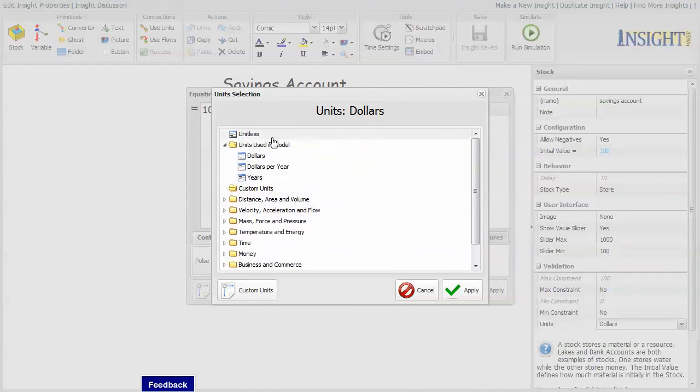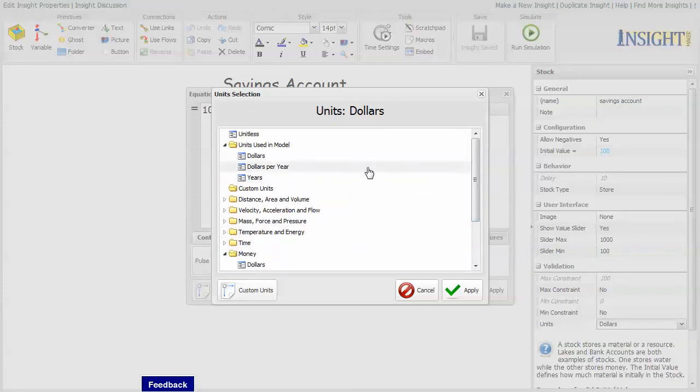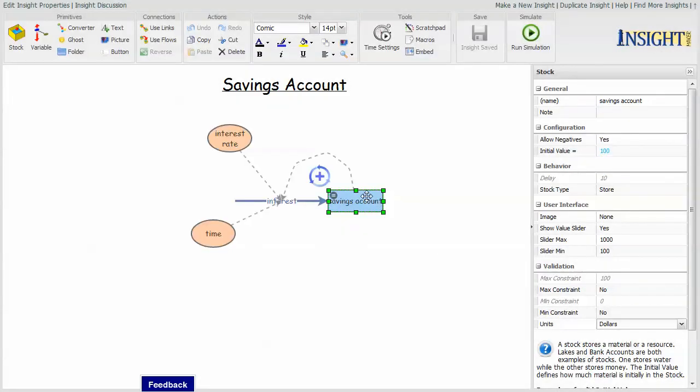And the units that you use in a model are all displayed at the top, so it doesn't matter where you initially found the units to apply. Once you use them in the model, they're stuffed into this folder at the top for easy reference if you're going to apply them to other elements within the model. So the savings account is in dollars.